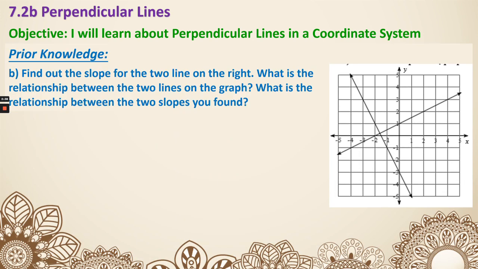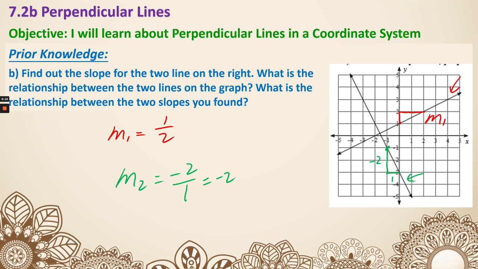Now let's look at another question. Find out the slope for the two lines on the right. What is the relationship between the two lines on the graph? So first, let's deal with this one. That is up 1 over 2. So let's say this is my first line. The first slope is going to be up 1 over 2, 1/2. Let's say this is my second line. And that is going to be down 2 over 1, so negative 2 over 1. My m2 is negative 2 over 1, which is negative 2.